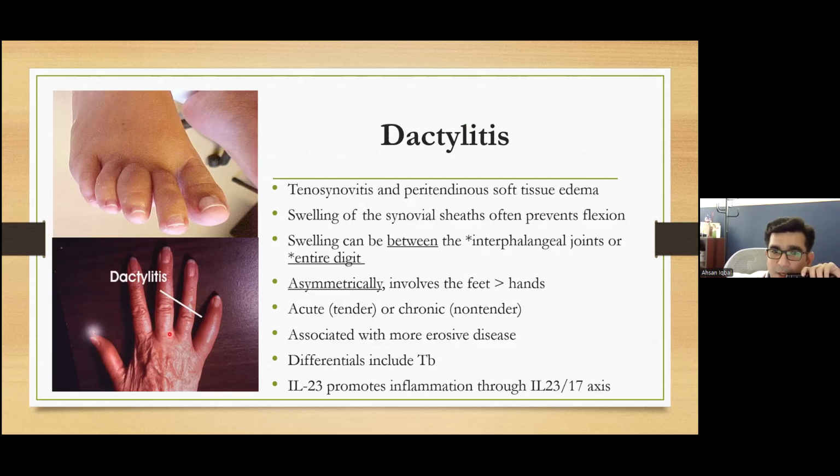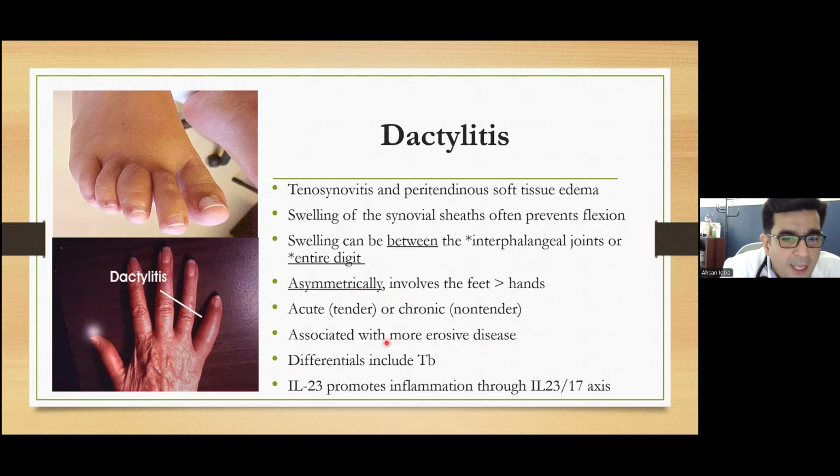Okay, so that's one thing you can use to differentiate between a joint swelling versus dactylitis. It's usually asymmetrical. It usually will involve one or two fingers. So if a patient tells you all my fingers are swollen, that's something else. That's usually not dactylitis. It can be acute or chronic. Differentials include tuberculosis. Of course, in America, that's not much of a concern because it's not endemic here.